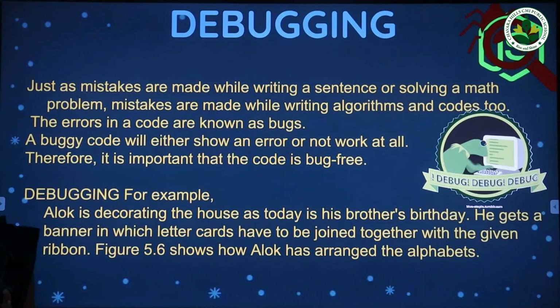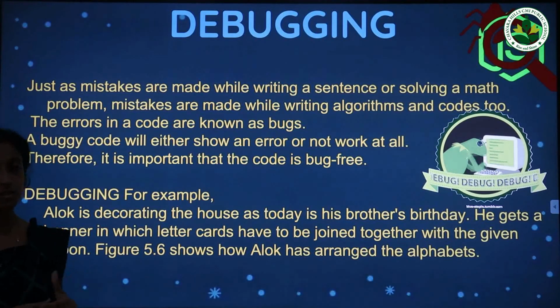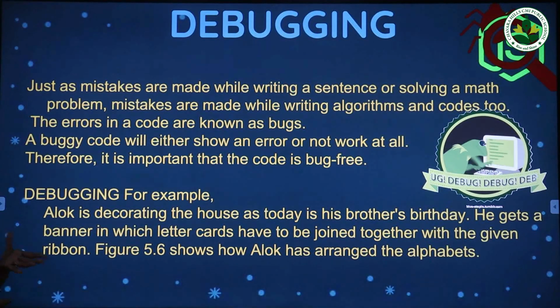Next is debugging. As the name suggests, what is a bug? A bug is an insect. So what does debugging mean? We know that many mistakes happen when we do many things. These mistakes are made while writing a sentence or solving a math problem. Mistakes are made while writing algorithms and code too. While writing an algorithm, there may be a mistake, and that mistake will be seen in your code too. So these errors in a code are known as bugs.